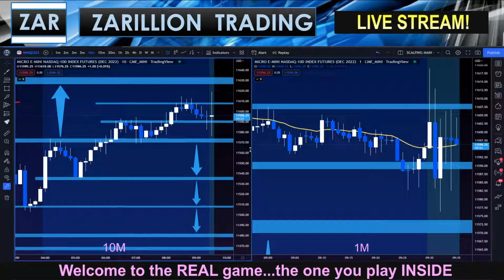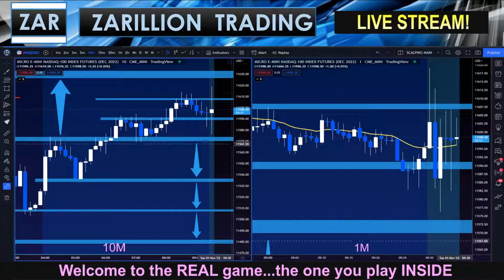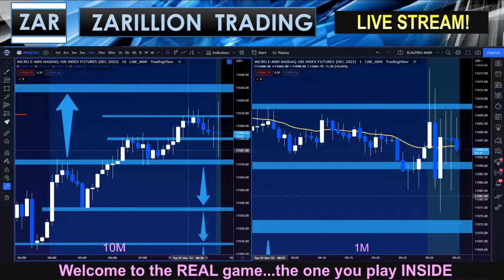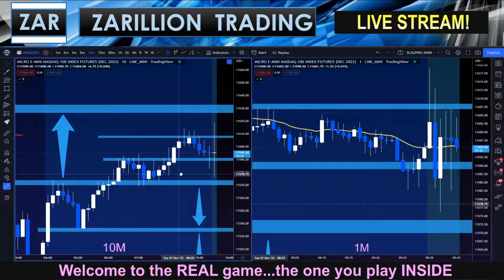All right, still 5 minutes left to go. Can you believe that? All that talking and all of that activity. This candle is now still completely balanced.